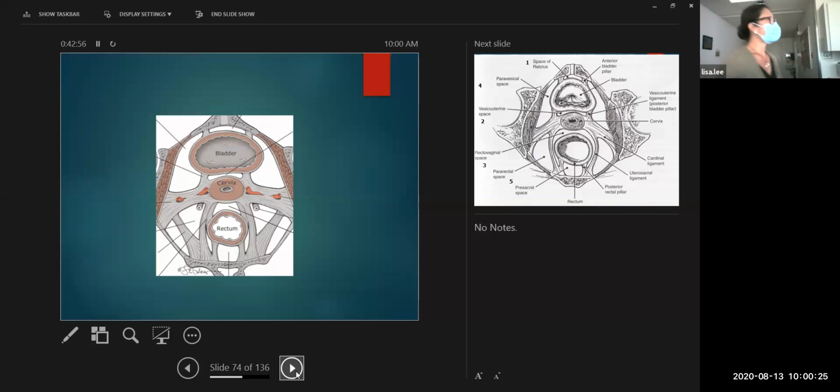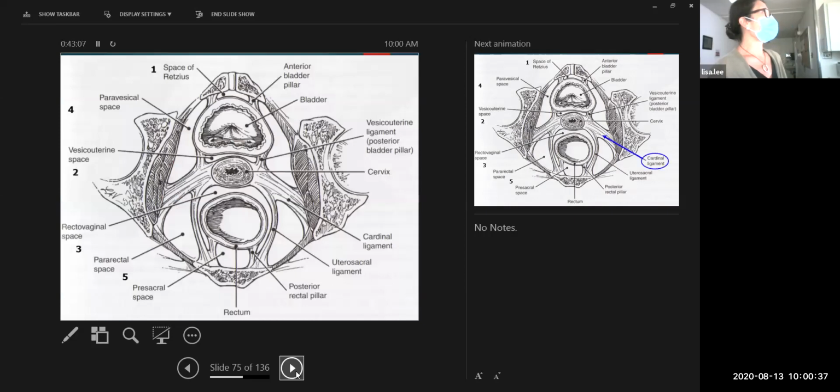Okay, so with the patient lying down, you've got the bladder up on top, so that's anterior, then the cervix, and then the rectum. You've got all these ligaments and all these spaces. Here's another drawing. Your space of Retzius is the most anterior space. It's between the pubic bone and your bladder. It's bordered anteriorly by the pubic bone, posteriorly by the bladder, and you have your anterior bladder pillars on either side.